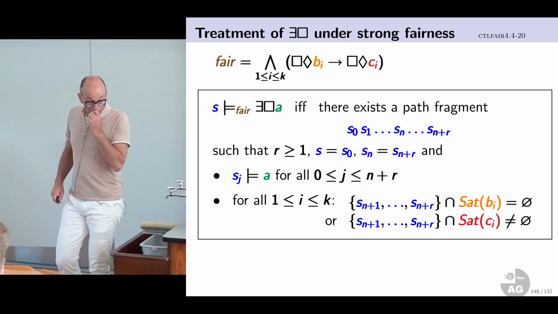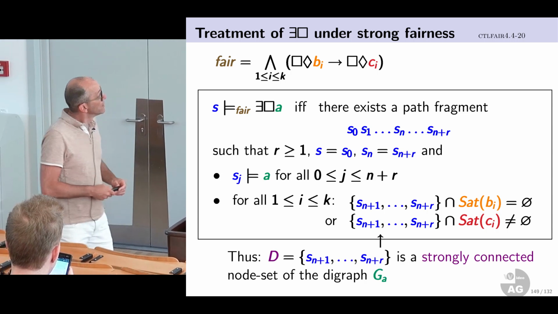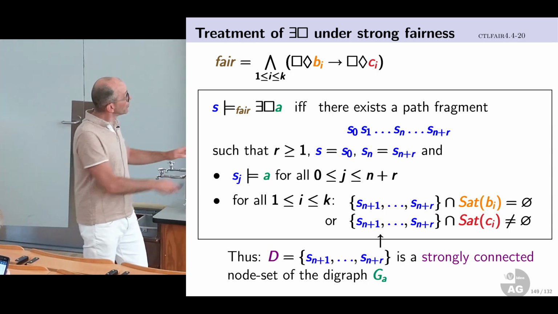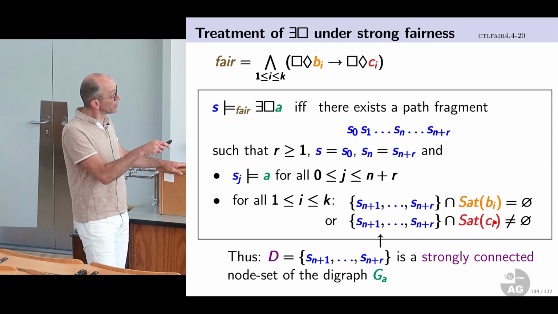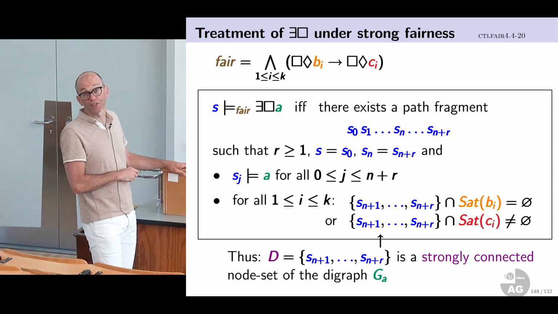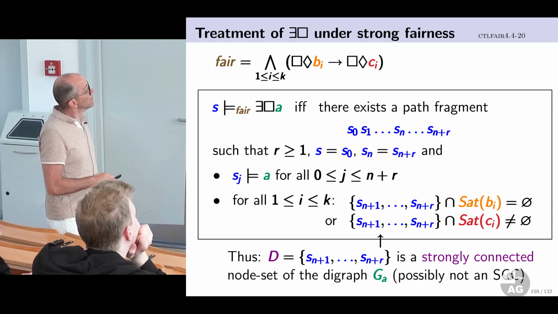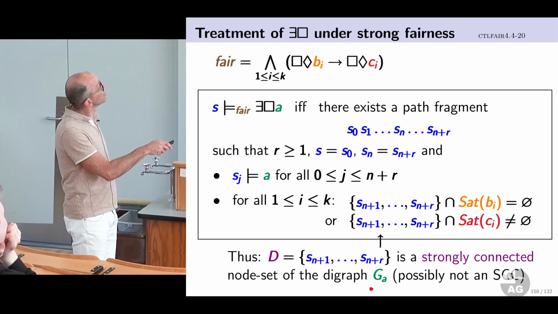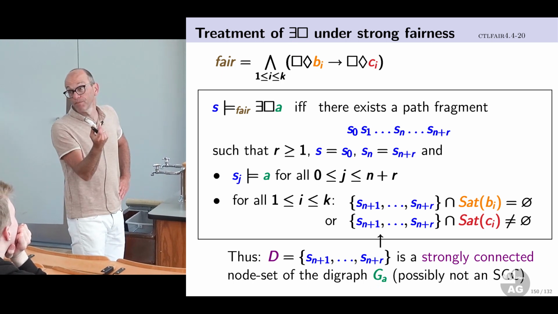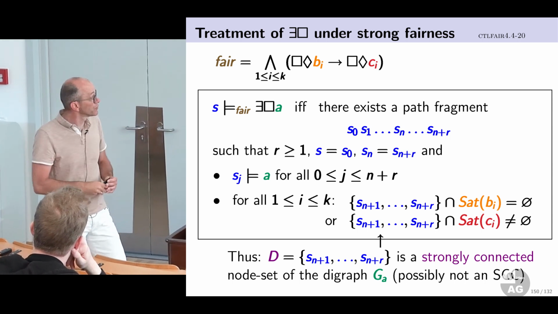Good. So here again is the condition that we have seen before. What we are looking for is cycles, and those cycles need to fulfill either they don't have any, they have at least one CI state, or they have no BI state. Good. What we do is we do this in the digraph GA because we're interested in existential box A. So we don't check this in the original transition system. We look at this digraph because that one only contains the A states.